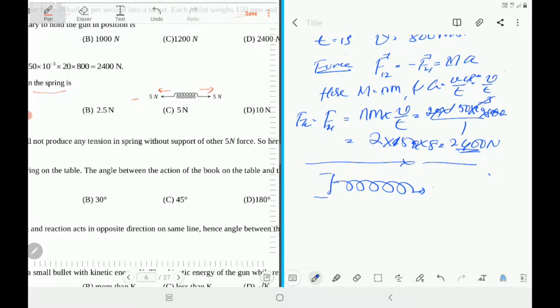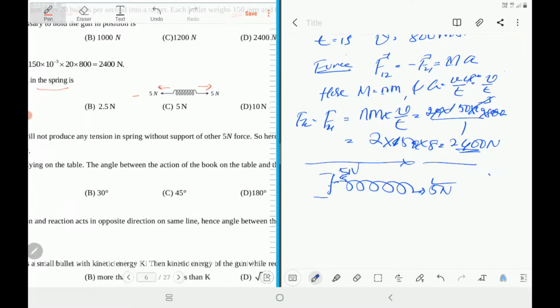Now if I apply a force of 5 Newton, what is the force at this end? 5 Newton. That's it. It's a very simple case. So what is the force applied then? 5. Not 5 plus 5, 10. It is 5 only. Right? You have held here. When you hold at this point, then the force applied here is felt here.